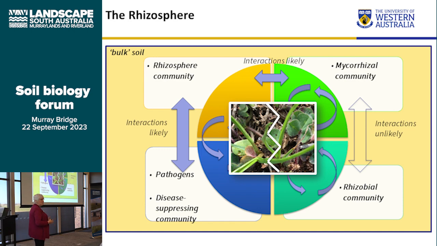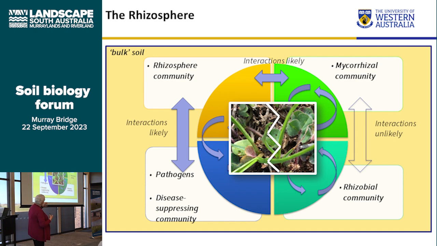But within that community, you have pathogens. So pathogens, fungi and bacteria that cause disease of plants also occur in this space. And if everything's in balance, then the pathogens will just live in there as part of the community and won't get out of control. But if it's not in sync, then you will get disease. And that's another important part of managing the soil community.